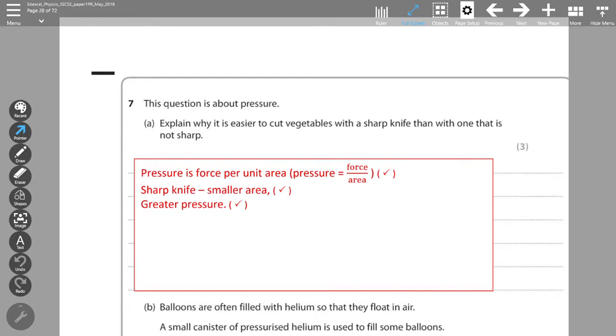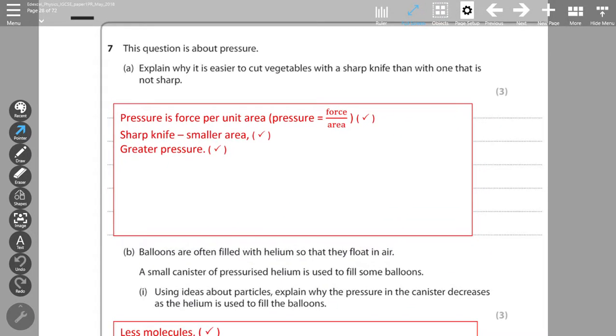Now, question 7. The question is about pressure. Explain why it is easier to cut vegetables with a sharp knife than with one that is not sharp. Pressure is force per unit area, so formula. Sharp knife means smaller area, means greater pressure. So we reserved 3 points. So you see 1, 2, 3 ideas for 3 points.